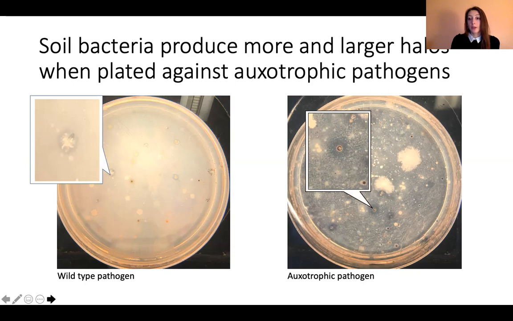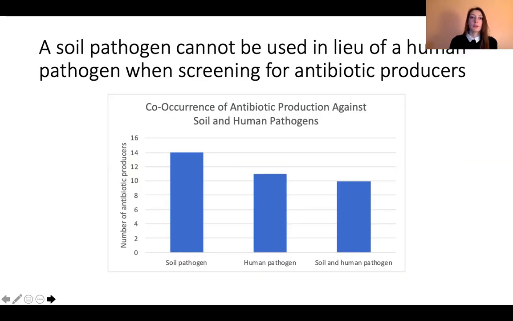So from there, we have even more antibiotic producers that we're going to be able to isolate, which is pretty good. So our next question was if we could use a soil pathogen instead of a human pathogen. The reason for this is there's unpublished data in the Price Lab that suggests there might be some sort of correlation. But when I tested this here, we can look at our graph and see that on the y-axis, it's the number of antibiotic producers, and on the x-axis, we have whether it's a soil pathogen, a human pathogen, or a soil and human pathogen.